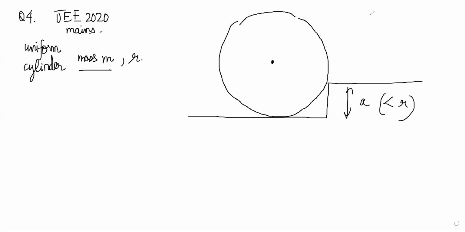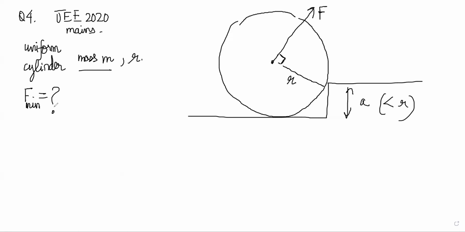It is supposed to be pulled over the step by applying a force at its center, which is perpendicular to the plane through the axis of the cylinder on the edge of the step. So basically, the figure is shown like this. The force has to be applied like this, capital F. This is 90 degrees. This is the radius. And you have to pull this cylinder over the step. The question is asking for the minimum force required. What is the minimum force required to pull the cylinder over the step?